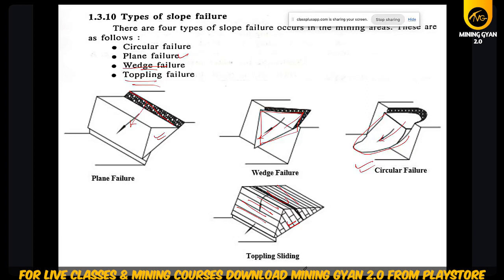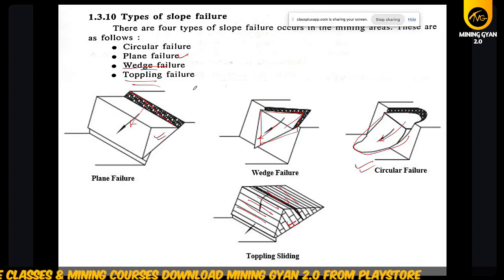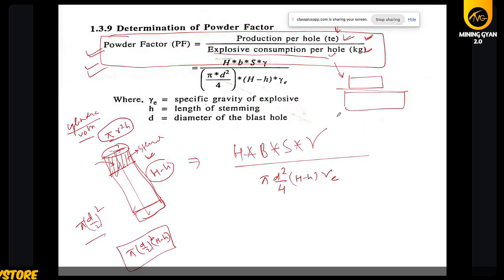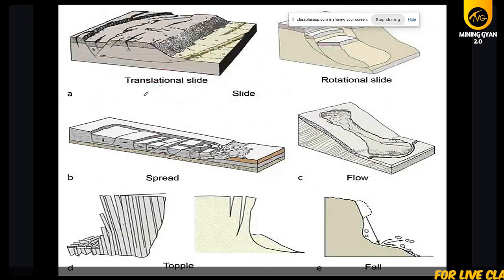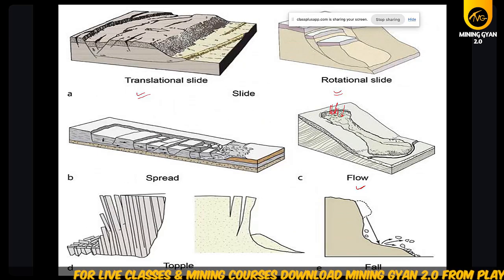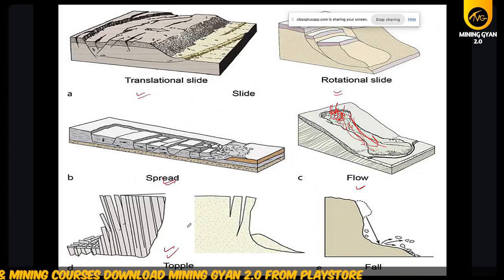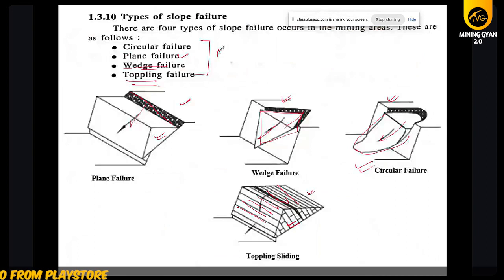Here I just want to know how this failure looks like. So I show in the diagram: plane failure, wedge failure, circular failure, or toppling slides. Some of the failures look like this: translational slides, rotational slides. This is flow, meaning the water is more than the dilution of your ore body, and it will fall down. This is spread, topple, and fall. This is the fall. You just need these four types if we will ask.